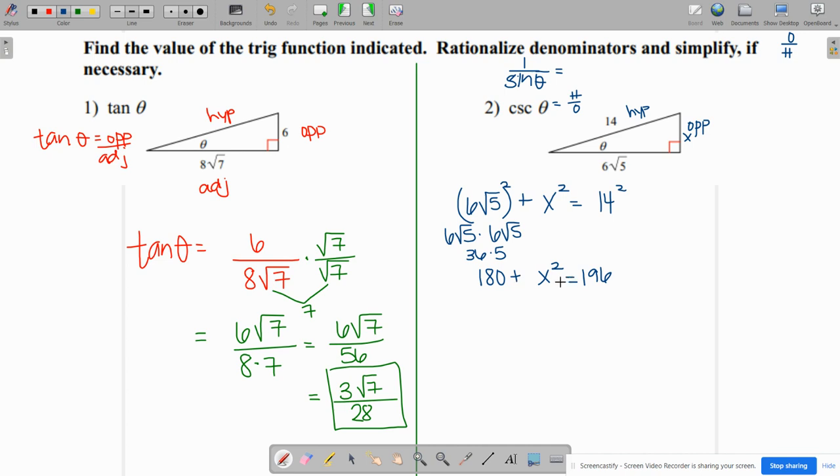So to solve for x, we have to subtract 180 from both sides. So x² equals 16, and therefore x equals 4. So this side over here is 4.